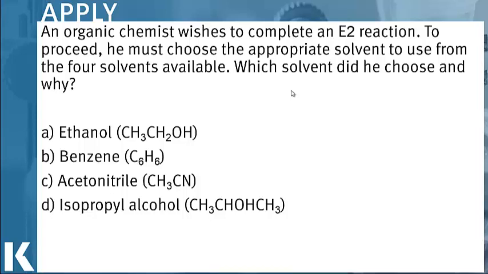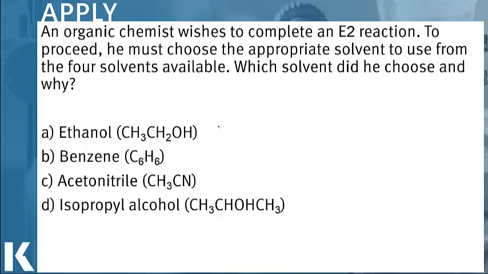To understand which solvent we need to use, the first thing we need to do is determine, is the solvent polar and is the solvent protic or aprotic? The best way to do that is to draw the solvents out.